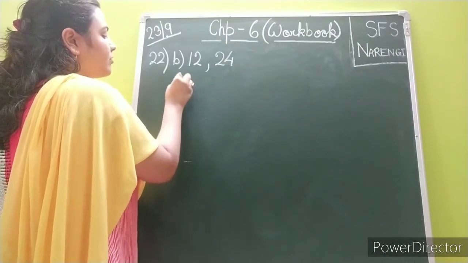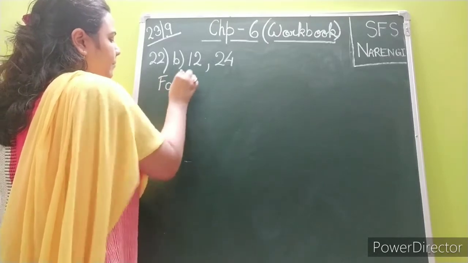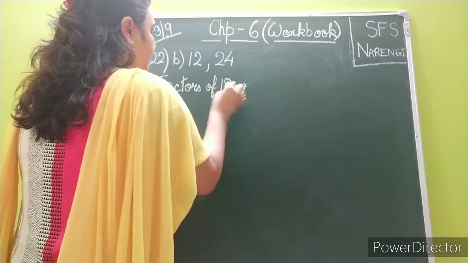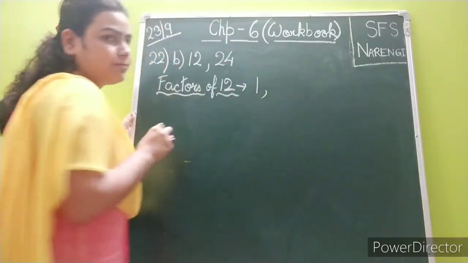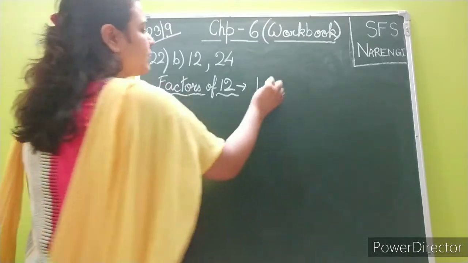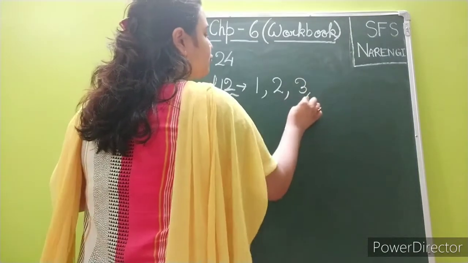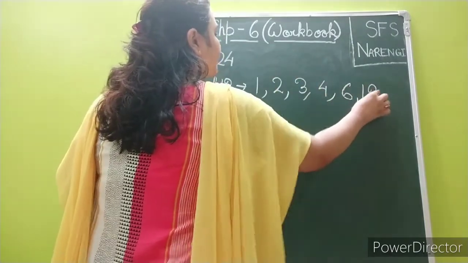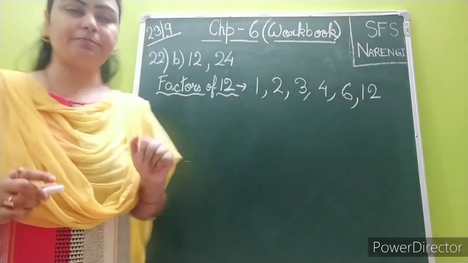So if we talk about the factors of 12, first of all we will get 1 and 12. 1 and 12 we will get, so we will keep 12. Then 12 goes by 2 as well, so 2 6s are 12. It goes by 3 as well, so 3 4s are 12, 2 6s are 12, and 1 12 is 12. These are the factors.